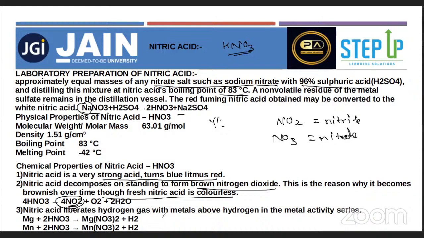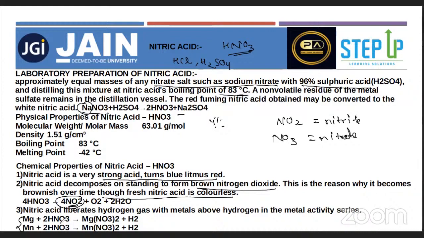Nitric acid liberates hydrogen gas with metals above hydrogen in the metal activity series. Normally, when you react some metal with HCl or H2SO4, most of the metals liberate H2. With HNO3, most of the metals don't. There are a few exceptions, that is magnesium and manganese. We should remember this as well. This is the exception when I'm talking about nitric acid. You should know that manganese and magnesium both react with HNO3 to liberate hydrogen. Most of the metals can't liberate it because HNO3 is a very strong oxidizing agent.